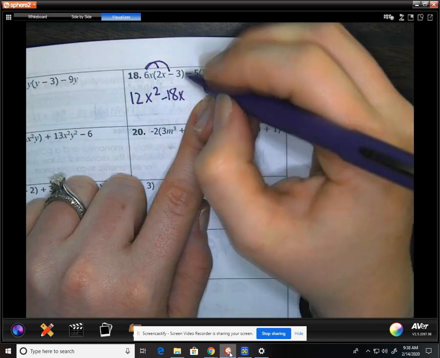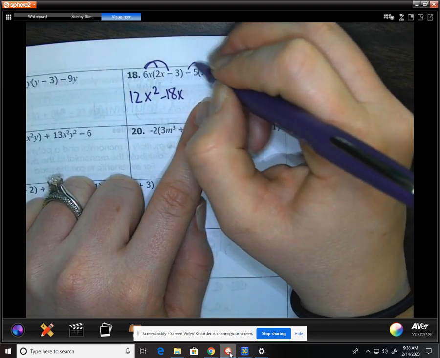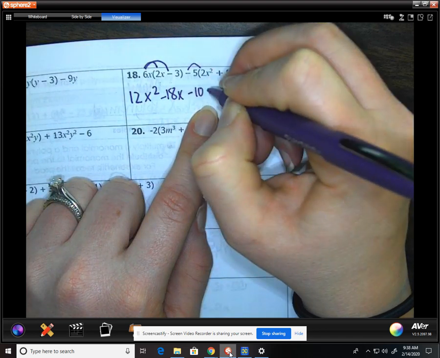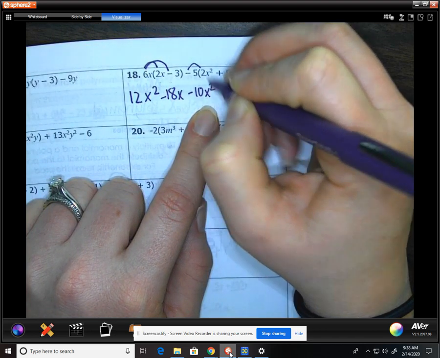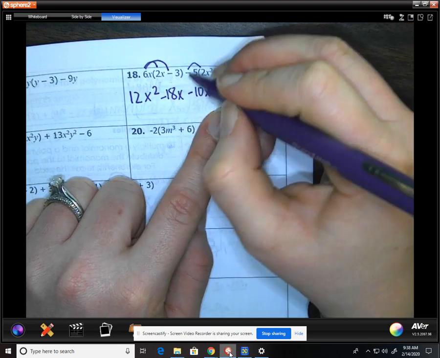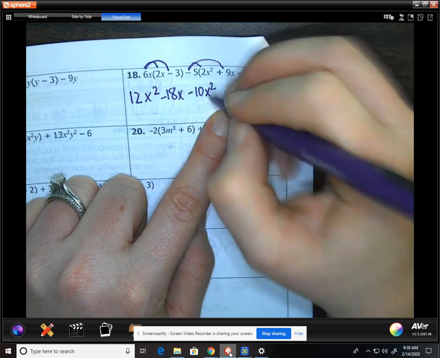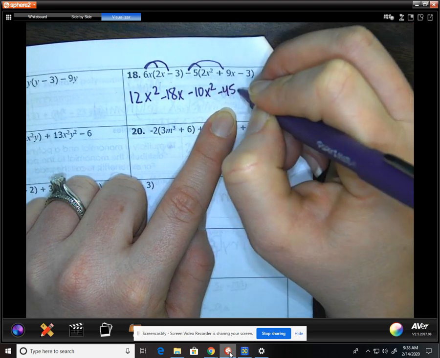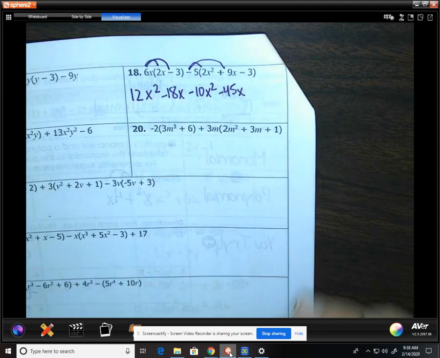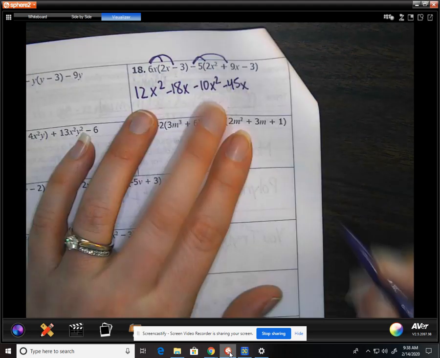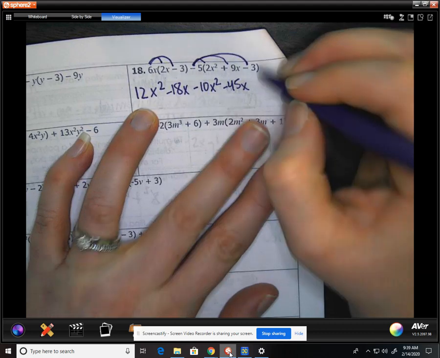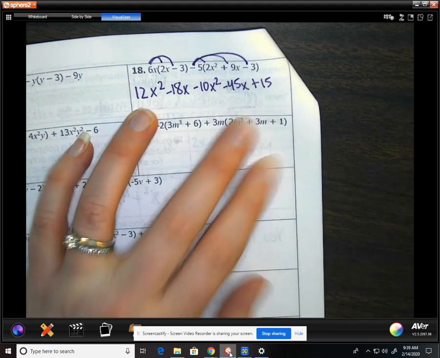Then I have to distribute negative 5. So negative 5 times 2 is a negative 10, and I have to keep that x squared because there's no x's on the outside. Negative 5 times 9 is negative 45, and I again just keep that x because there's no x's on the outside. And then I do negative 5 times negative 3, which is positive 15.